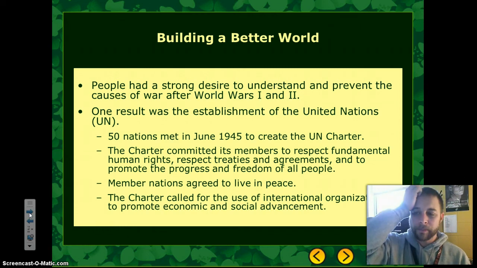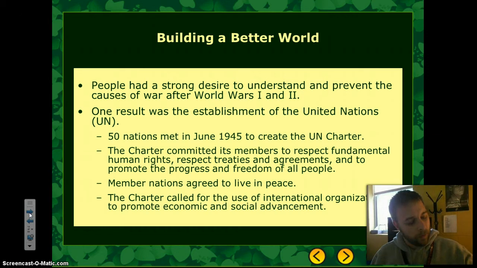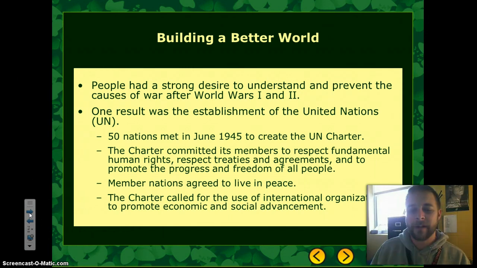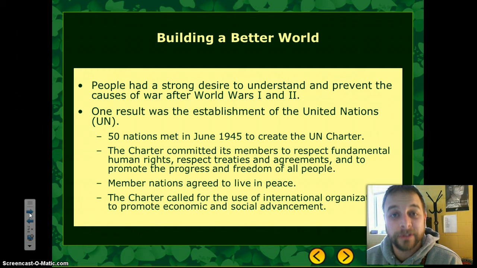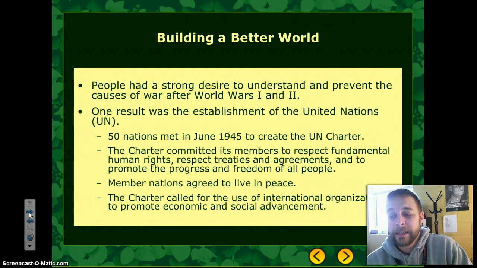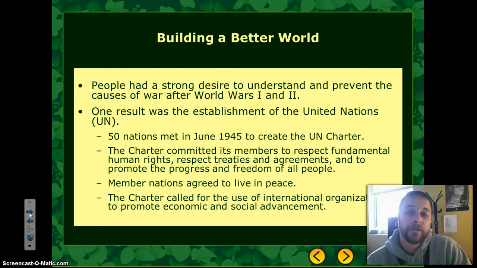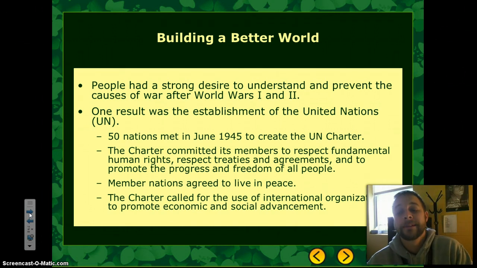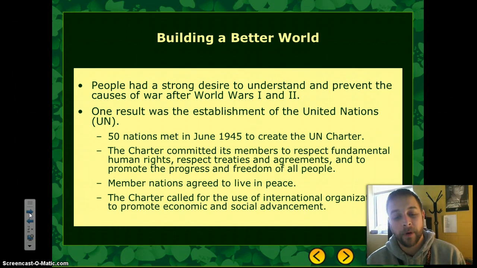So after the war, people are trying to prevent war. World War I had happened, World War II happened, in very close proximity, and they're trying to avoid this from happening again. So one thing that's done is the establishment of the United Nations, much like the League of Nations, except the United States joins this time. And basically, it uses international organizations to promote economic and social advancement for all people. It focuses on guaranteeing human rights, respecting treaties and agreements, and promoting progress and freedom.